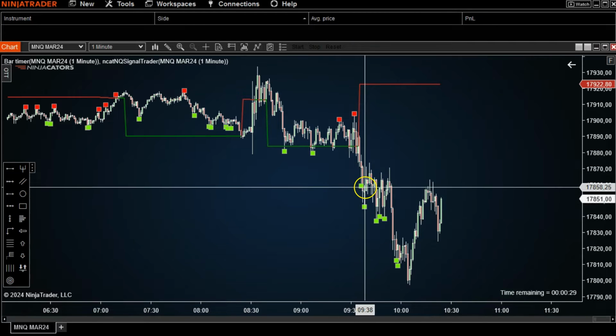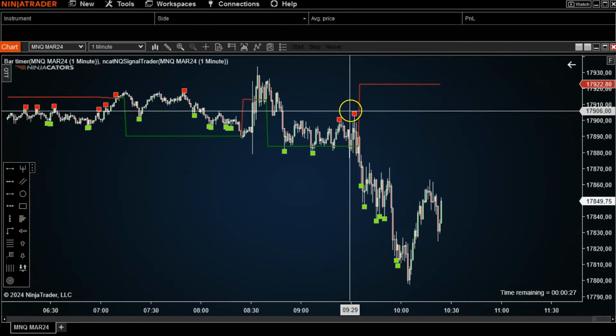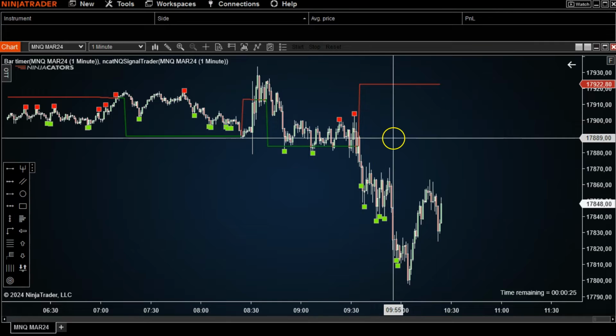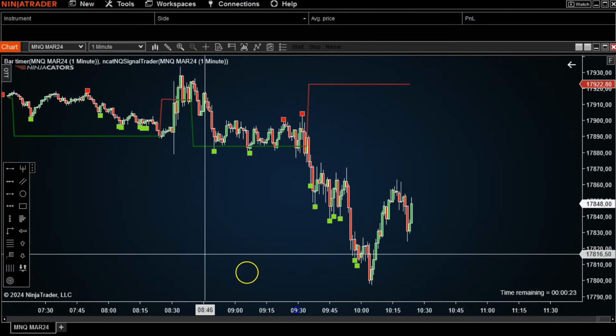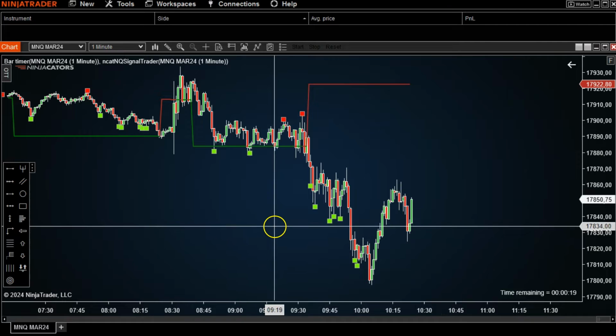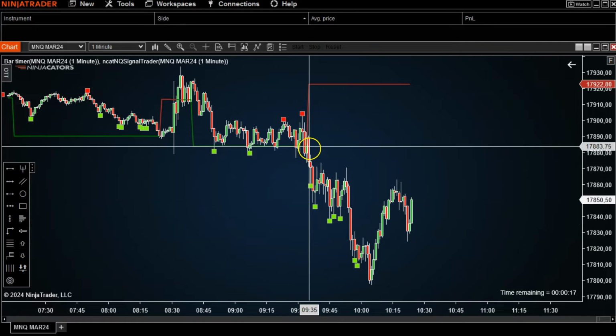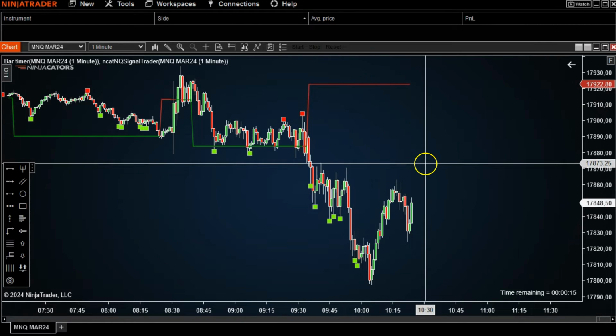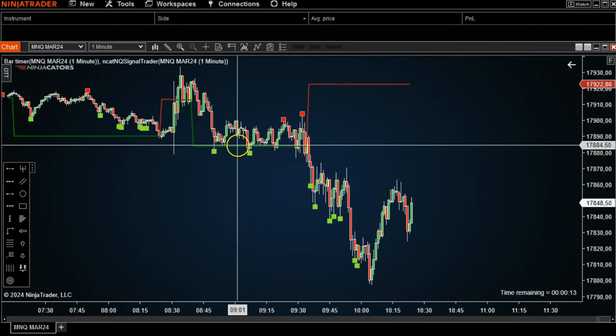Now I've actually got the trend reversal signal activated here. Basically, if you get a red signal, I want to go short. If I get a green signal, I want to go long. I also got a trend detector applied to my chart. So when it's green, I only want to take green or long signals. And when it's red, I only want to take short signals.